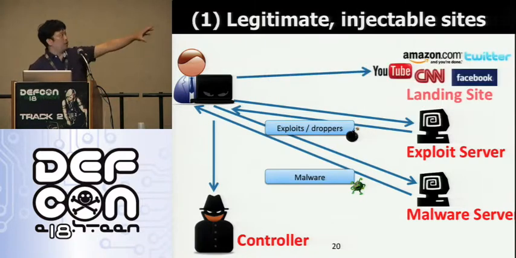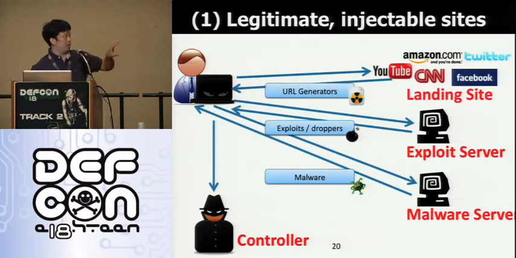And so what happens is, the attacker would try to infect one of the very high traffic websites, what Google calls the landing website. And then from there delivers a URL generator, which is a piece of JavaScript that generates iframes or JavaScript sources typically. And this iframe would then cause the browser to start loading content from the exploit server.